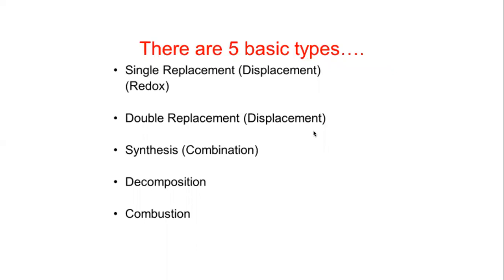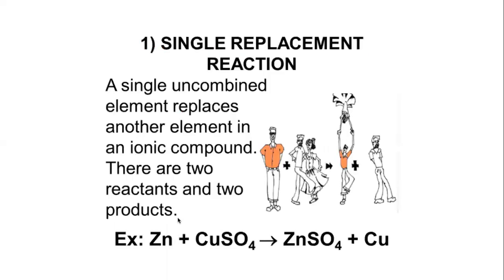So there are five basic types of chemical reactions that you will need to know: a single replacement, a double replacement, a synthesis reaction, decomposition, and combustion. So let's go into all five. For a single replacement reaction, a single uncombined element replaces another element in an ionic compound. There are two reactants and two products.